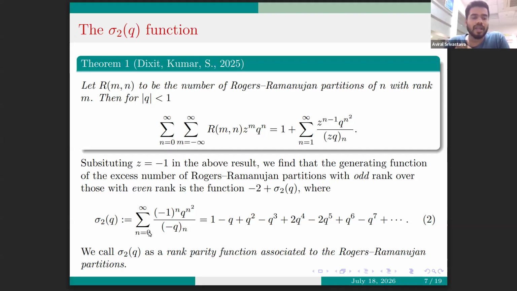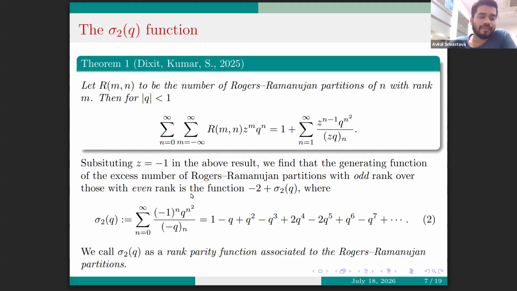Now if I plug in z equals -1 in the above result, then we find the generating function of the excess number of Rogers Ramanujan partitions with odd rank over those with even rank, and that turned out to be -2 plus sigma_2(q). We intentionally denoted this with sigma_2 as an analog of the sigma function of Ramanujan. This sigma_2 has this q-series expansion, and this is essentially the rank parity function associated with Rogers Ramanujan partitions.